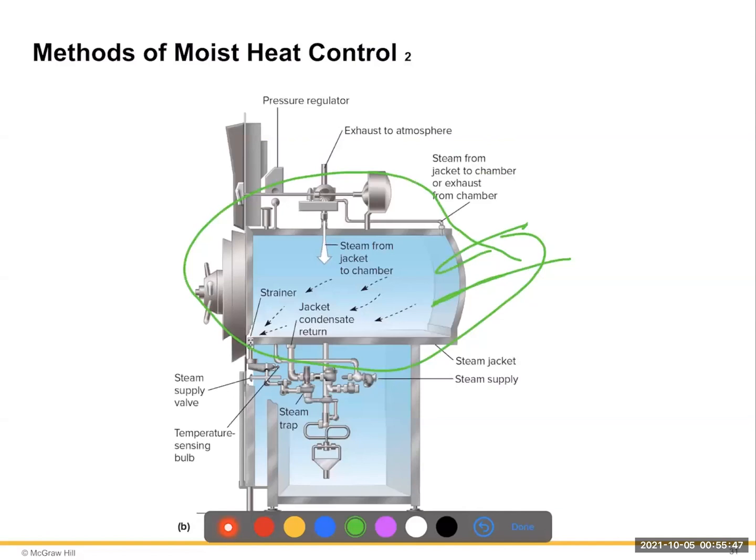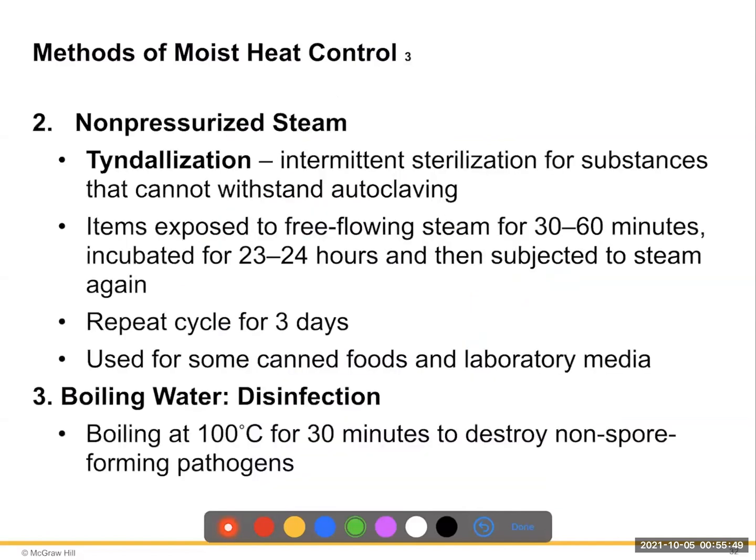It destroys all pathogens. A non-pressurized method is tyndallization, which is intermittent sterilization for substances that cannot withstand autoclaving, things that cannot withstand that kind of pressure. Items are exposed to free-flowing steam for 30 to 60 minutes, and they're incubated for 23 to 24 hours. So it's going to take a long time. Okay? Then they subject them to steam again and repeat the cycle for 3 days. So 24 hours for 3 days, you're doing that cycle, and that's sterilized from that.